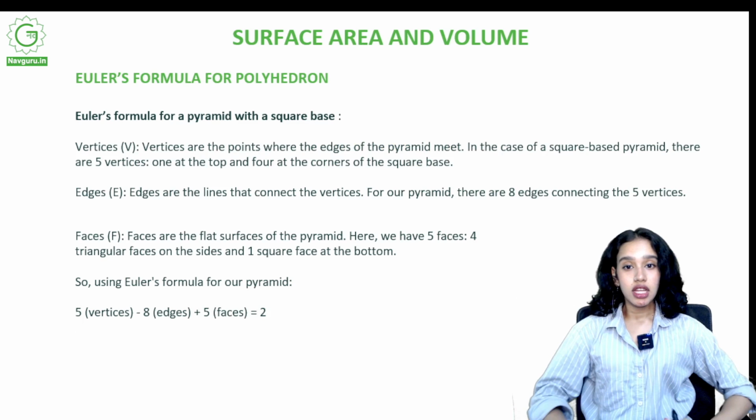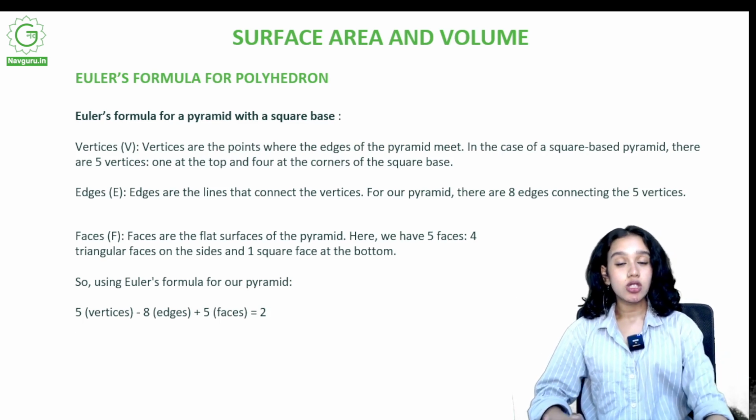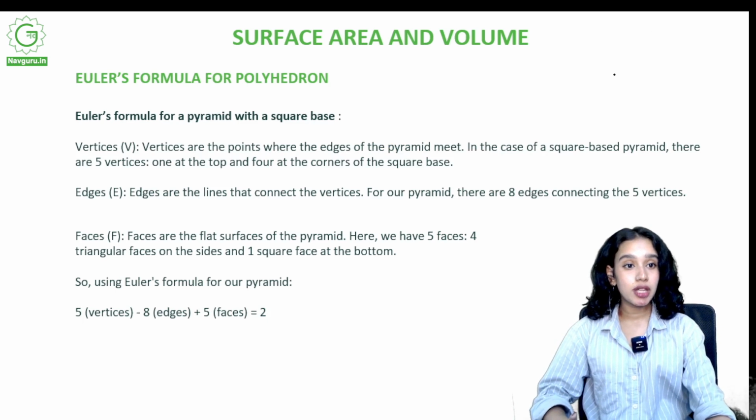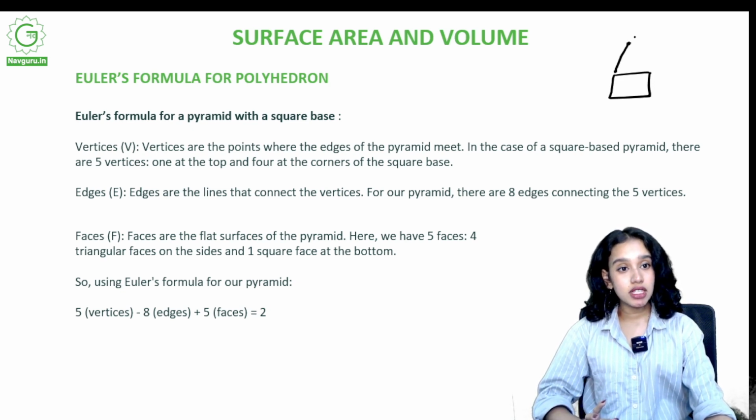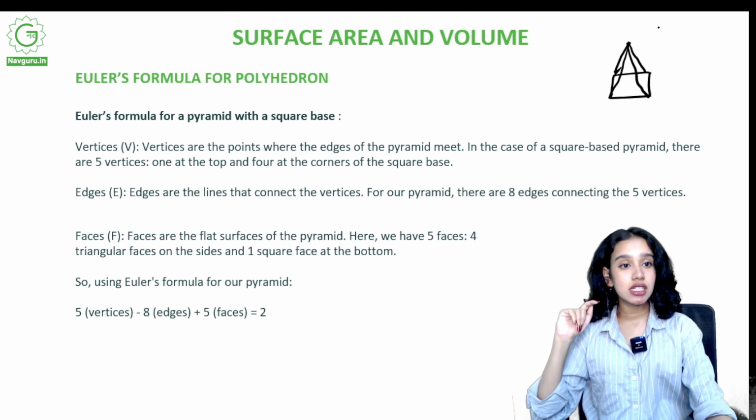Now, let's talk about Euler's formula for a pyramid with a square base. So, what is a pyramid with a square base? Pyramids are anything where we have a geometrical shape in the bottom and we have a point on the top. This point is called the vertex. Now, when we connect the vertex to every other corner, we get a pyramid, right? So, how many vertices does a pyramid have? A pyramid will have 5 vertices, right?